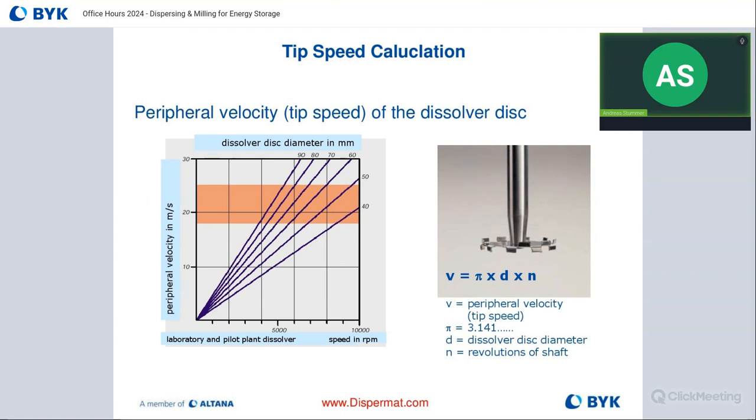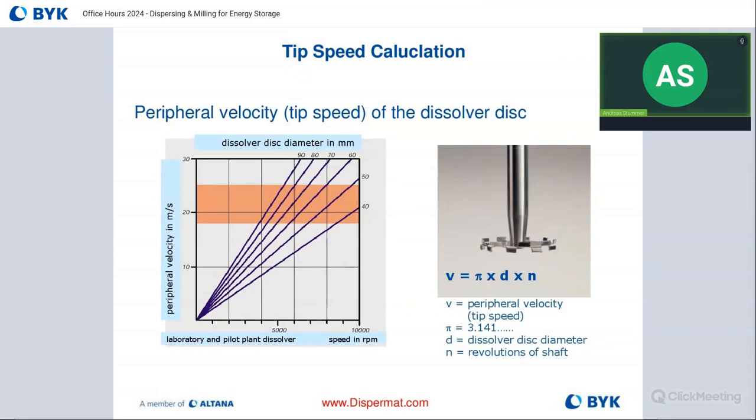As I mentioned earlier, the tip speed is so important to dial in correctly. So there is a formula. Basically, it's the RPMs multiplied by pi times the diameter of your dispersing blade. And then if you want to express that in meters per second, you divide everything by 60. But you have to also remember that the diameter of the dispersing blade also needs to be expressed in meters.